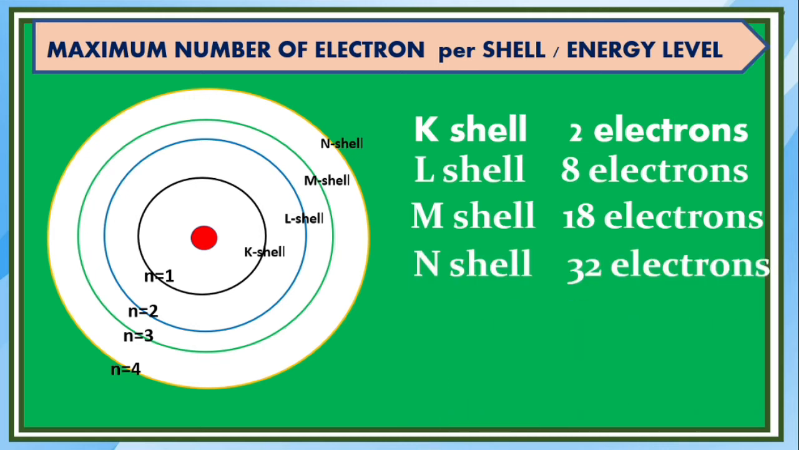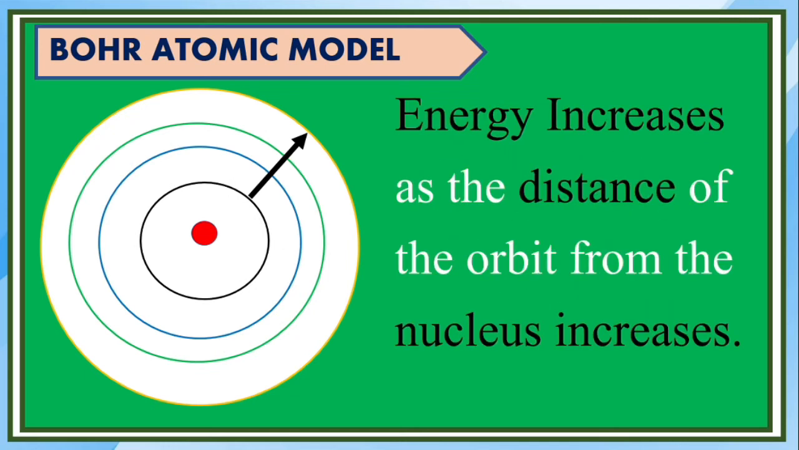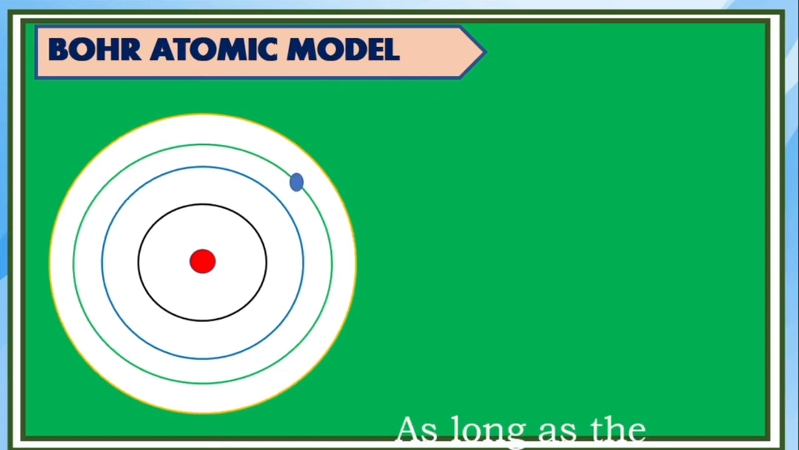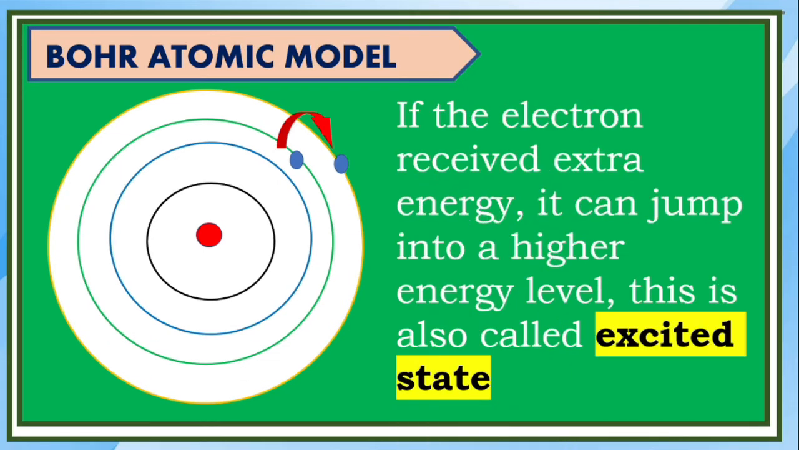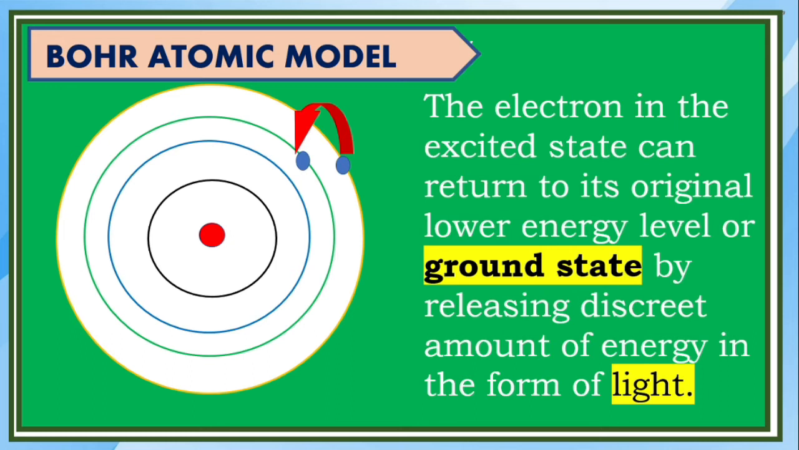The Bohr atomic model states that energy increases as the distance of the orbit from the nucleus also increases. As long as the electron stays in its given orbit, there is no absorption or emission of energy. If the electron receives extra energy, it can jump into a higher energy level. This is called excited state. The electron in the excited state can return to its original lower energy level or ground state by releasing discrete amount of energy in the form of light.